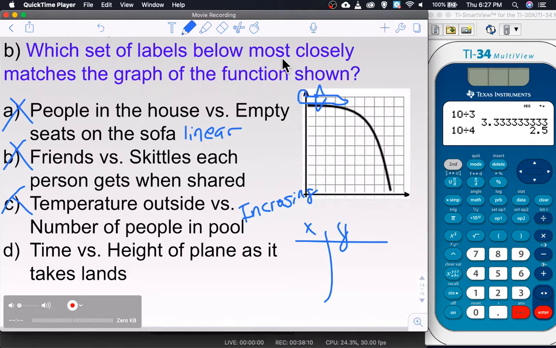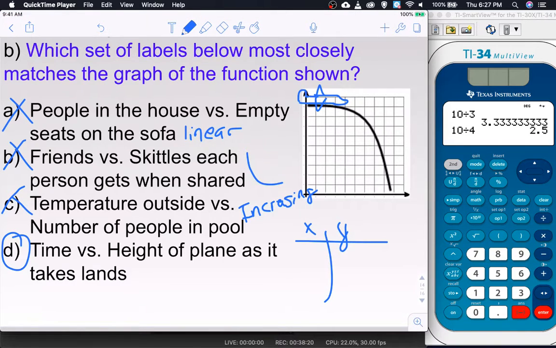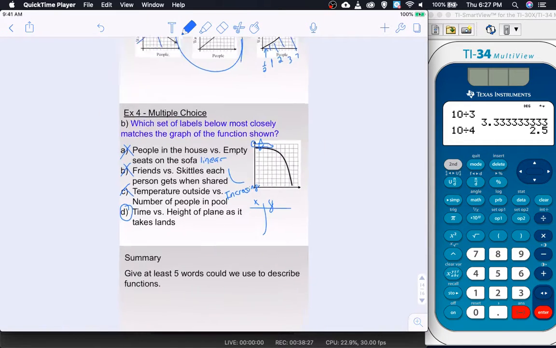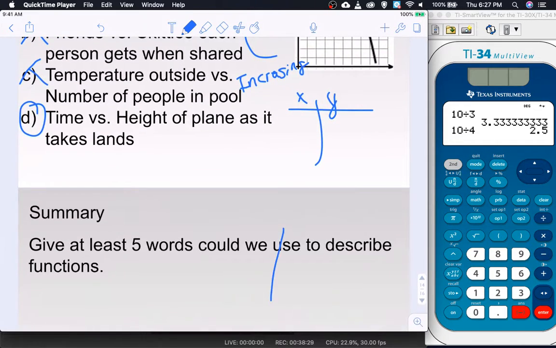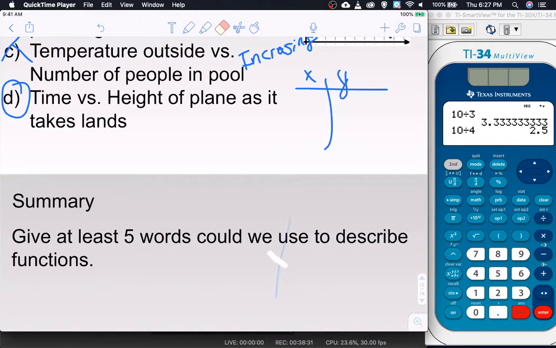Which of the labels most closely matches the graph? It's not a straight line. It's not increasing. This one was curving the wrong way. So I'm going to go with letter D. I think that's the one that most closely matches the function shown. Letter D. Last page here.